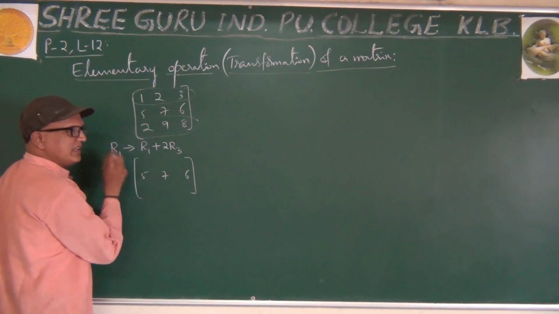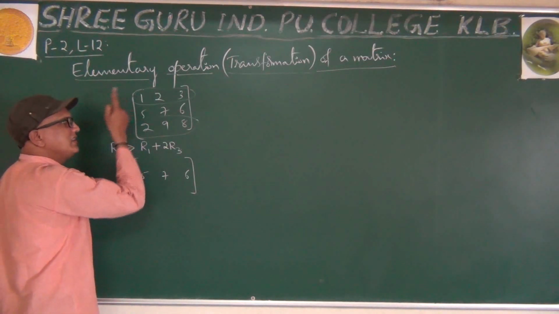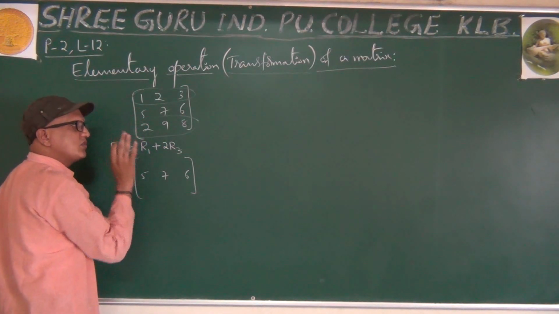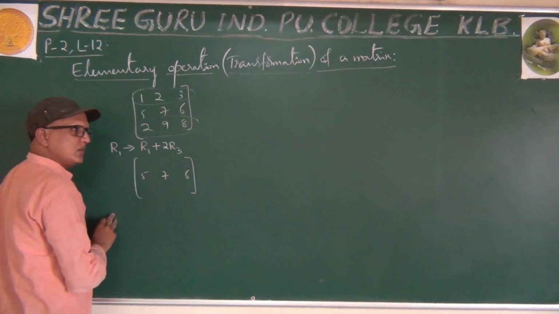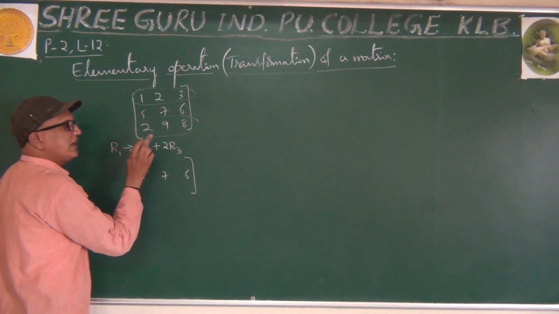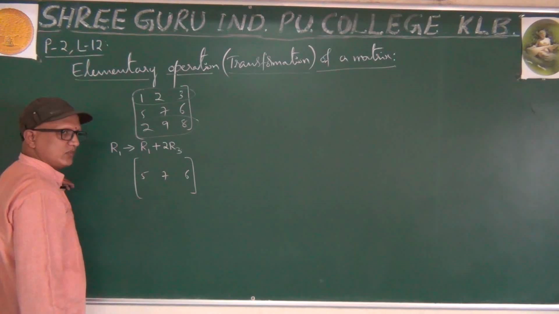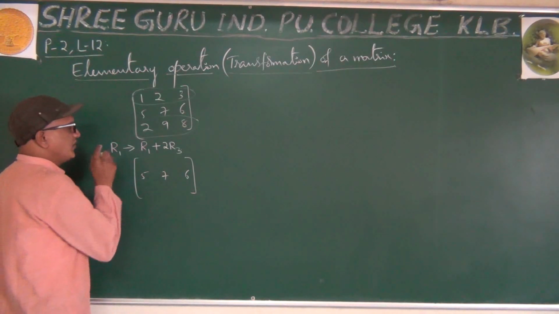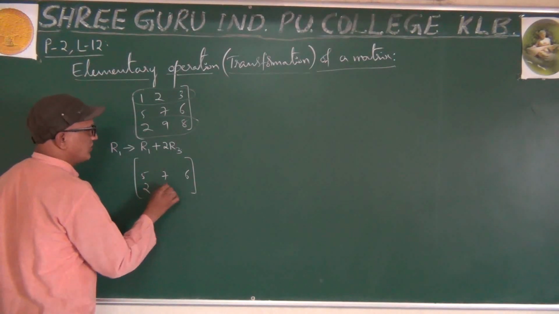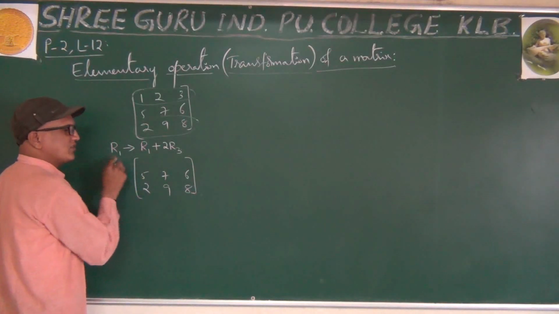We are changing the first row, which means the third row also stays as it is. What are we changing? The first row. We are taking the help of the third row. So the third row will be as it is. What is the third row? 2, 9, 8. 2, 9, 8 will be as it is.